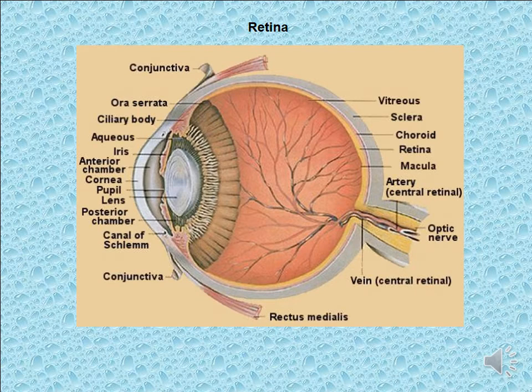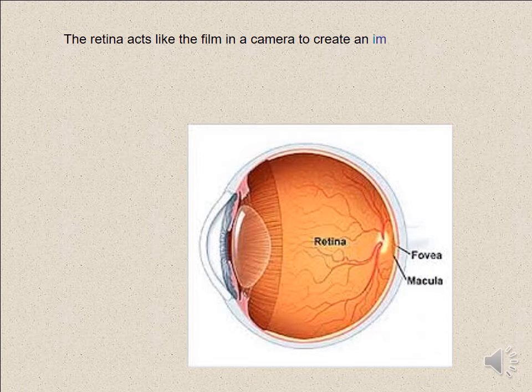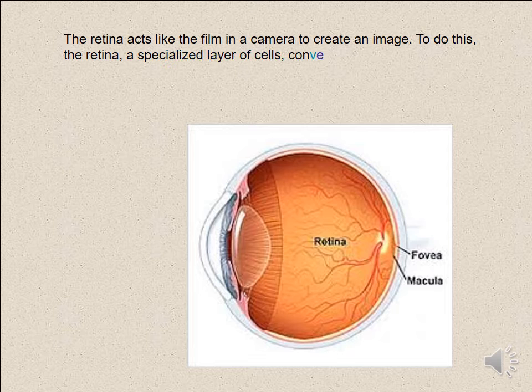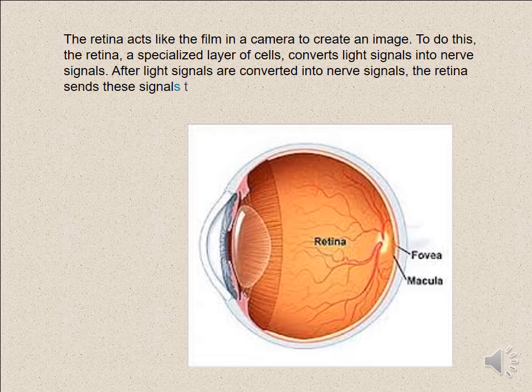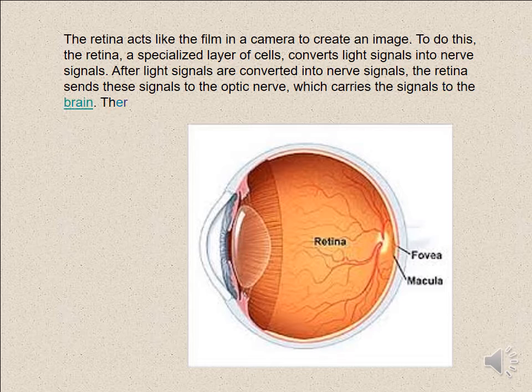And the last thing is the retina. The retina acts like film in a camera to create an image. To do this, the retina has specialized layers of cells that convert light signals into nerve signals. After light signals are converted to nerve signals, the retina sends these signals to the optic nerve, which carries the signals to the brain. There, the brain helps process the image.